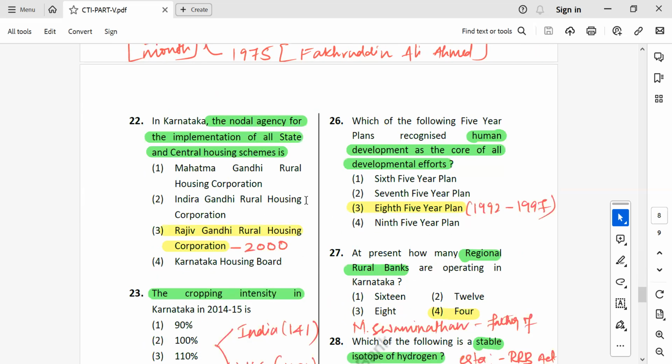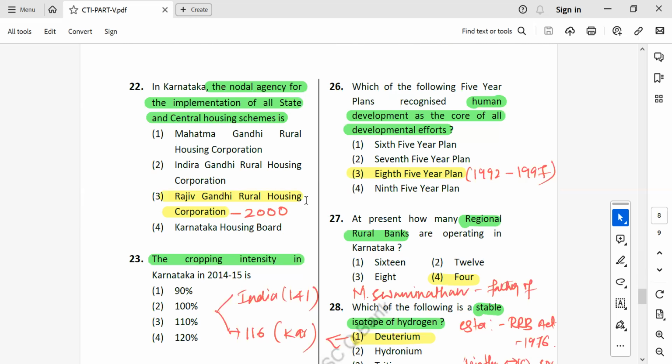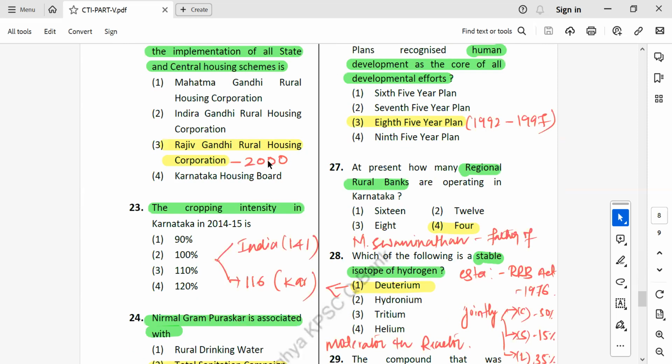The 22nd question: in Karnataka, the nodal agency for implementation of all state and central housing schemes is the Rajiv Gandhi Rural Housing Corporation. They have repeated this question many times. It was established in the year 2000.